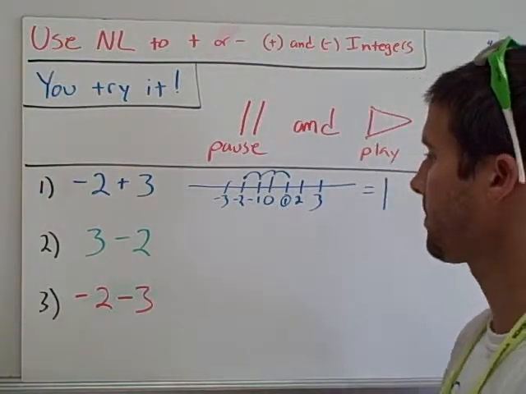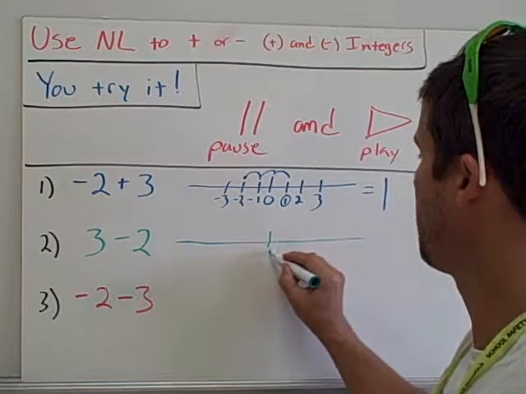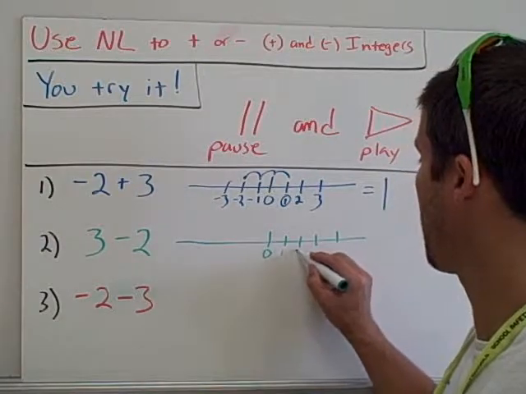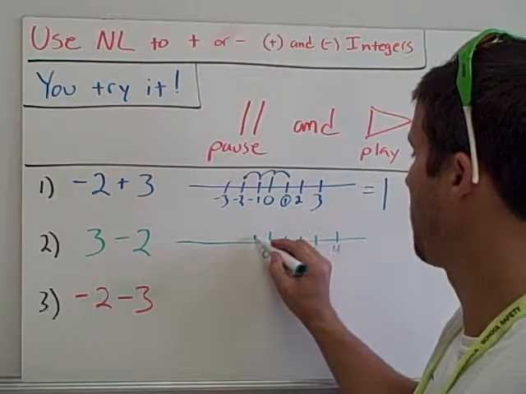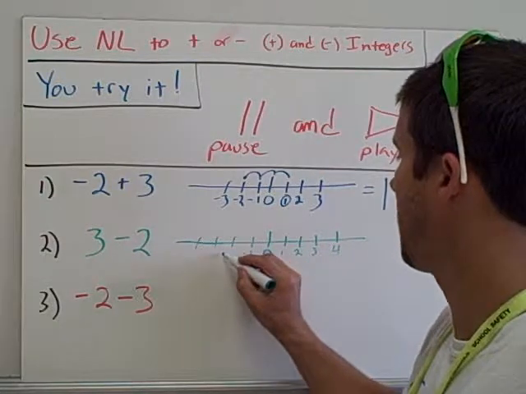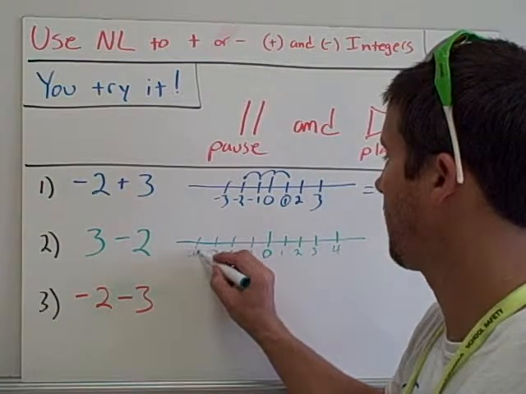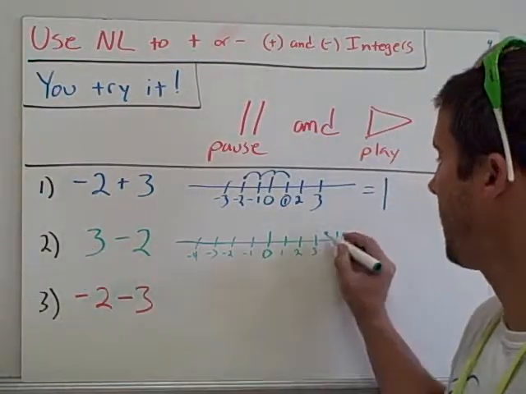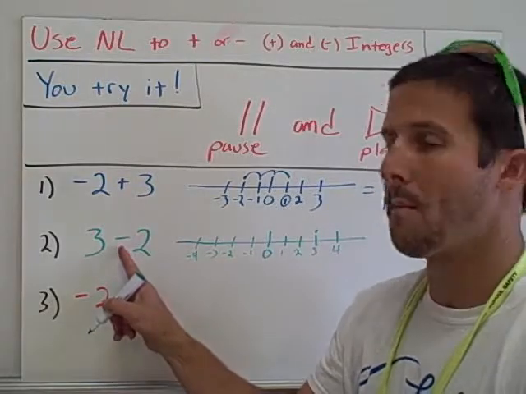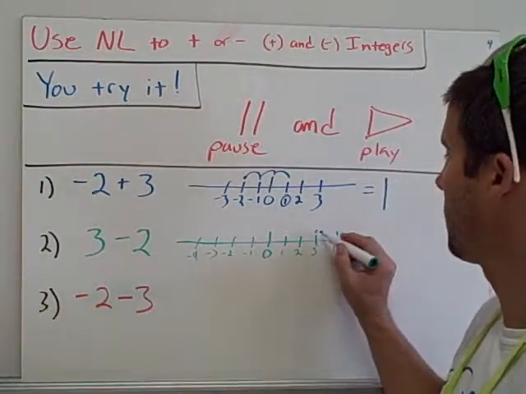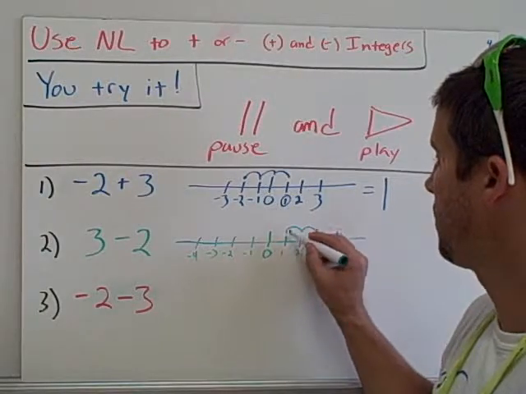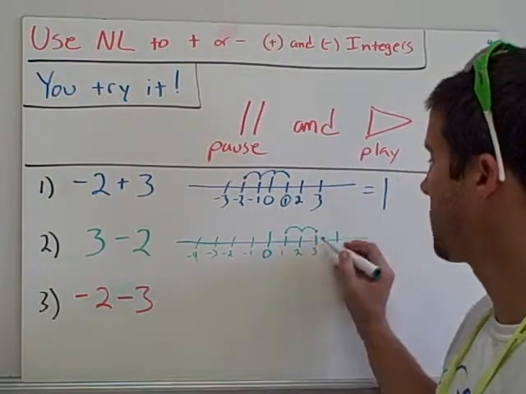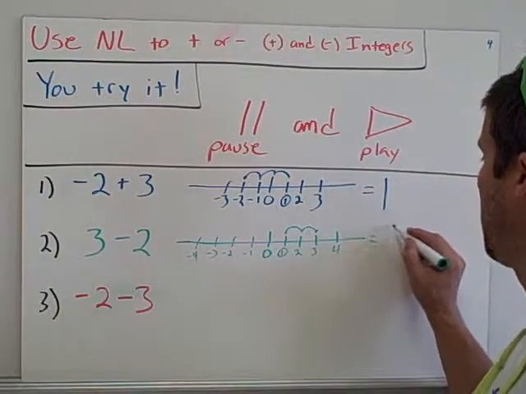All right, let's try the next one. I draw my number line, 0 in the middle, 1, 2, 3, 4. I don't know exactly how many I need, so I'm just going to go ahead and draw out a couple. And 1, 2, 3, 4. Let's do a negative 1, negative 2, negative 3, negative 4. All right, where am I starting out? I'm starting out at positive 3. It tells me to go minus 2, which means I'm going toward the negative, only 2 times. 1, 2. I don't go all the way to negative 2. I just go 2 times. And my answer is 1.